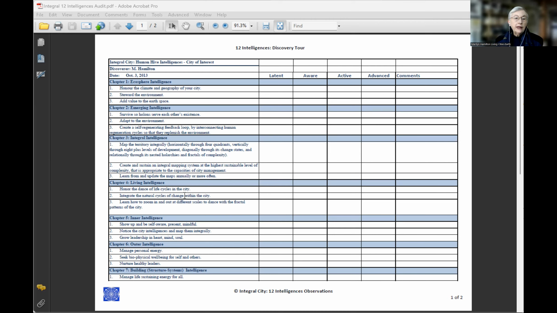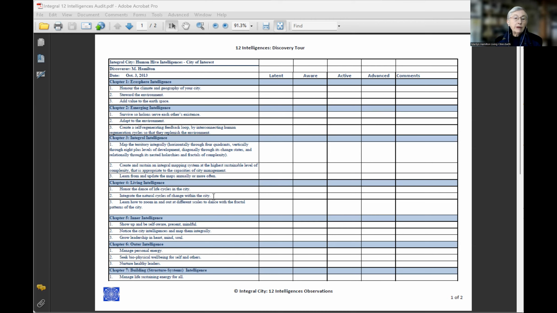The second element in living intelligence is integrating the natural cycles of change within the city. So not only are there life cycle changes, but there are states of change that flow through the city. And elsewhere, I have written about those. But the states of change in the city tell us whether the city is in a situation that's pretty stable, or if it's going through change that is transactional, or is it in a trap or even a gamma change that's so drastic that the city is stuck, blocked, and doesn't know what to do.